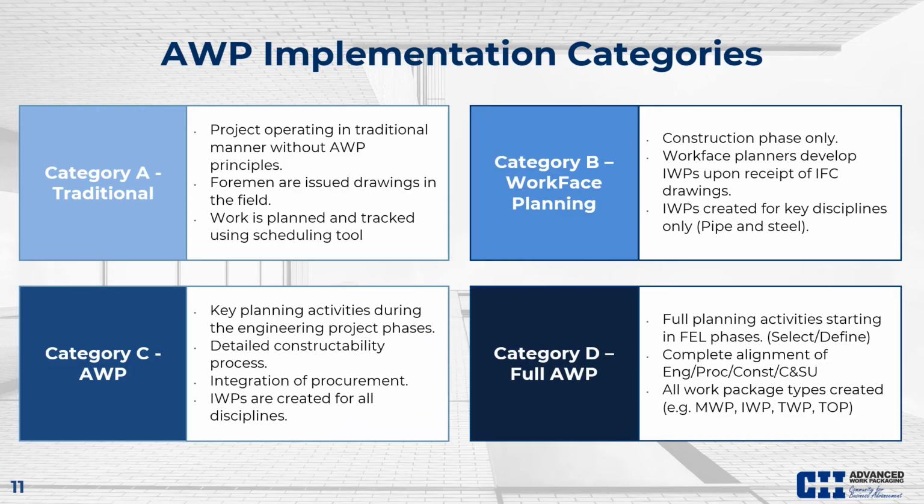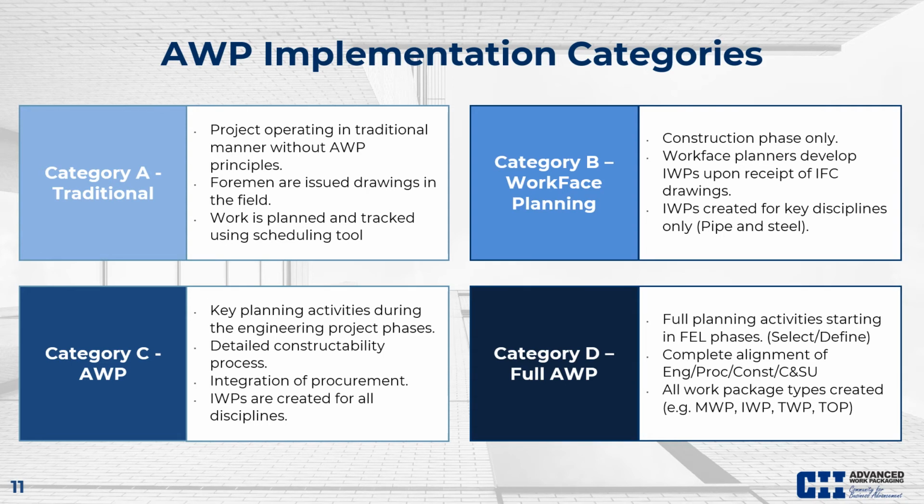Some of the key features of the tool. Like I was saying, we've looked at 3 primary categories, but as a baseline, we also included category A, which is traditional, meaning you're not doing AWP. So obviously the ROI for that is always going to return as 0. Category B, you're just doing workplace planning. You're in the construction phase only, and you're just doing IWPs for your key disciplines. Category C, you're starting to get into AWP, so you're starting to do some planning activities during the engineering stages. You're doing things like path of construction, constructability process, you're integrating with procurement, and you're creating IWPs for all disciplines.